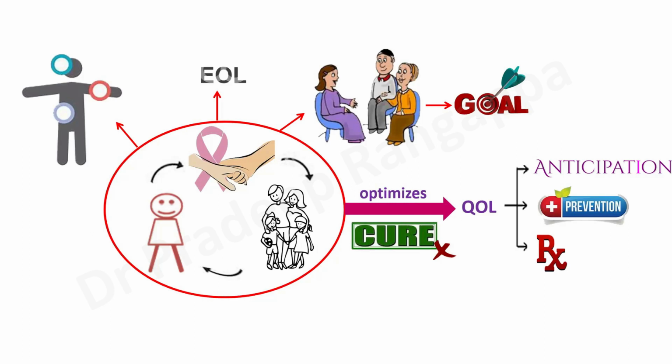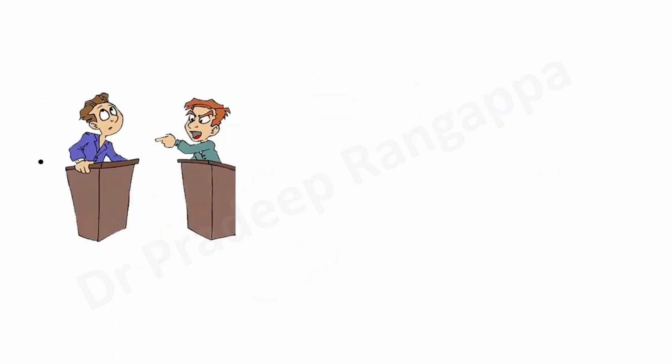So these are the components of palliative care. One is symptom relief, end of life becomes one aspect, and ongoing communication, setting the goals for the patients, keeping their values and preferences in mind, is what constitutes the domain of palliative care.